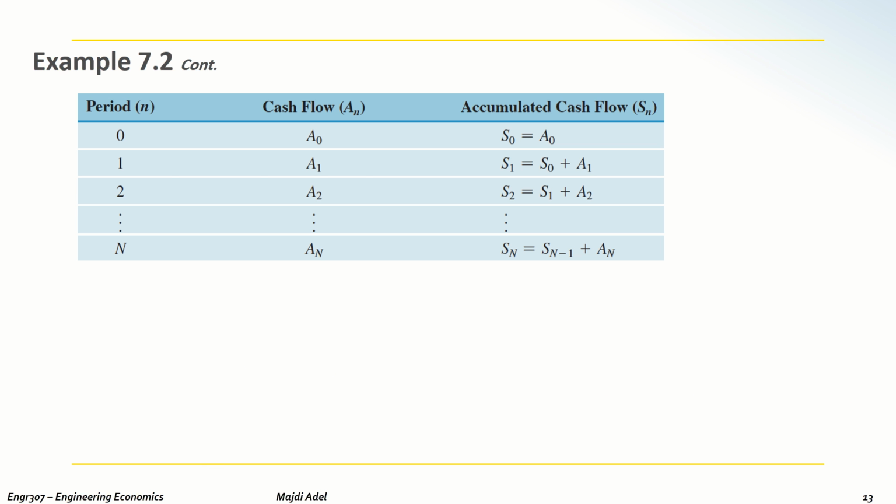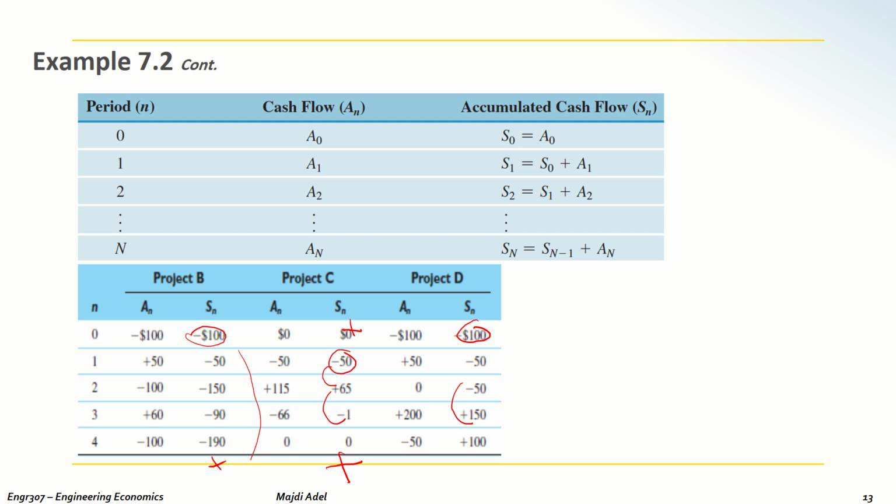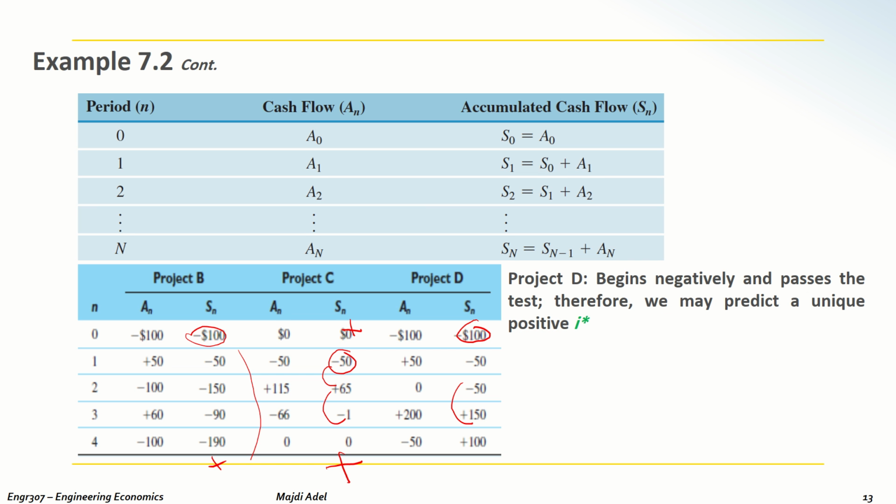If you remember, from applying the net cash flow rule of signs, it had 2 sign changes, so a maximum of 2 rates of return. But after applying the accumulated cash flow sign test, I have reduced the number of rates of return to one internal rate of return because it has passed the test. For project C, the rule doesn't apply, so I cannot say that I have one rate of return. The possibility of two rates of return still exists.